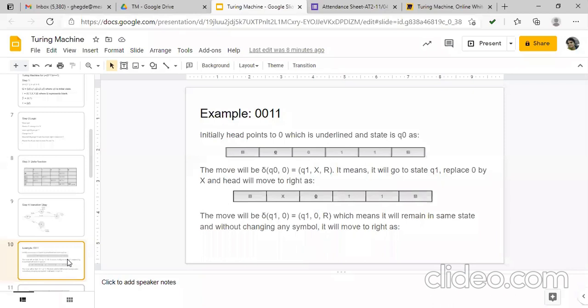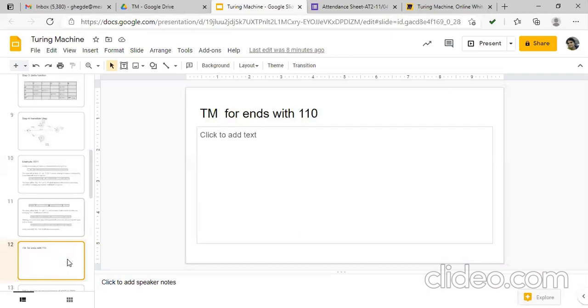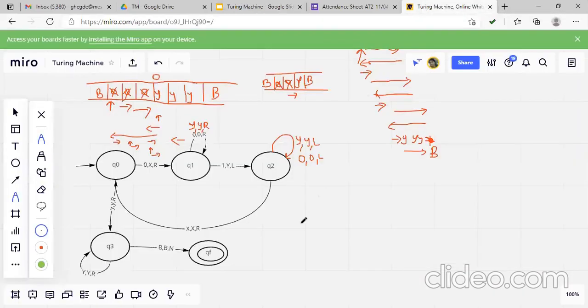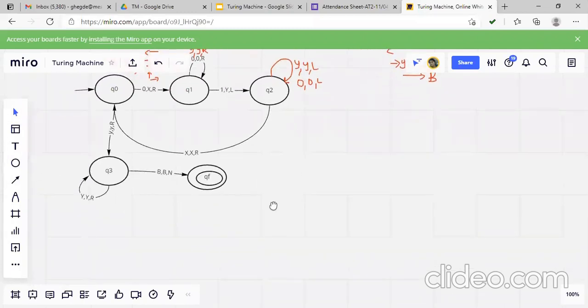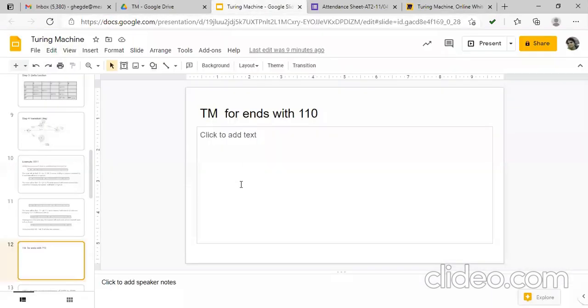Okay, so we'll move on to the next example. If you have any doubt in the previous example, let me know now itself, please, students. Since we have many examples that we have to look into, I'll just take the example quickly. Okay, Turing machine: design a Turing machine to check whether the string ends with 110.